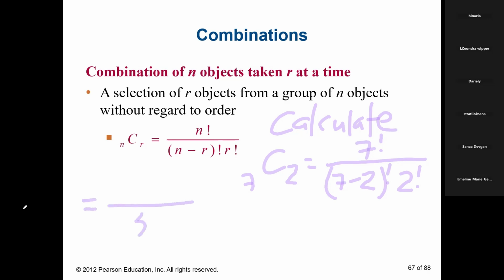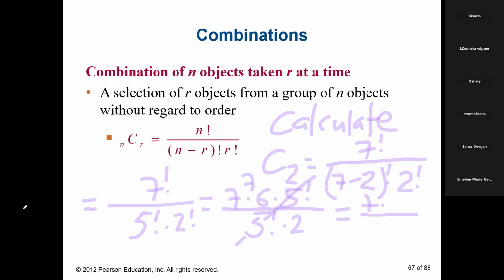So here you get 5 factorial below, because 7 minus 2 is 5, over 7 factorial. Take the 7 factorial, you go all the way down, then you stop at 5. 2 factorial is always 2. And cancel this thing here. So that's 7 times 6 over 2. 42 over 2 is 21. So 7C2 is 21.